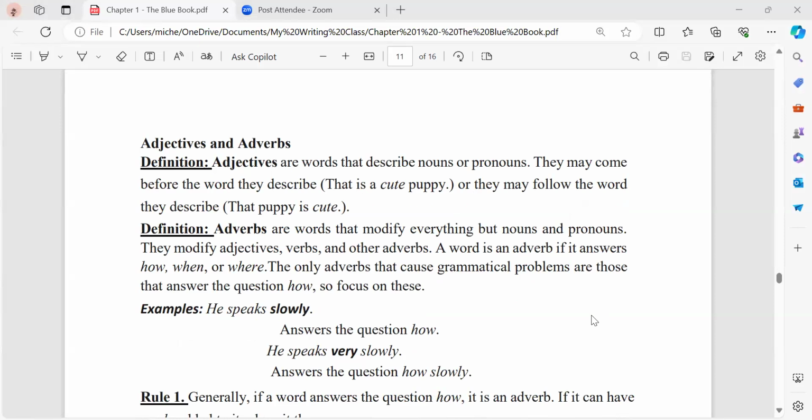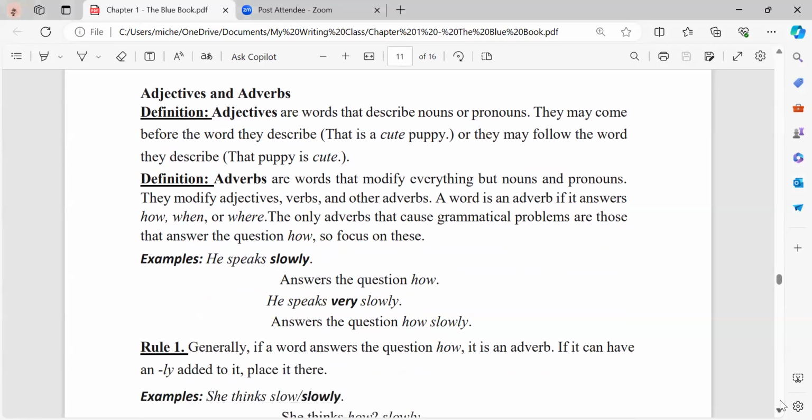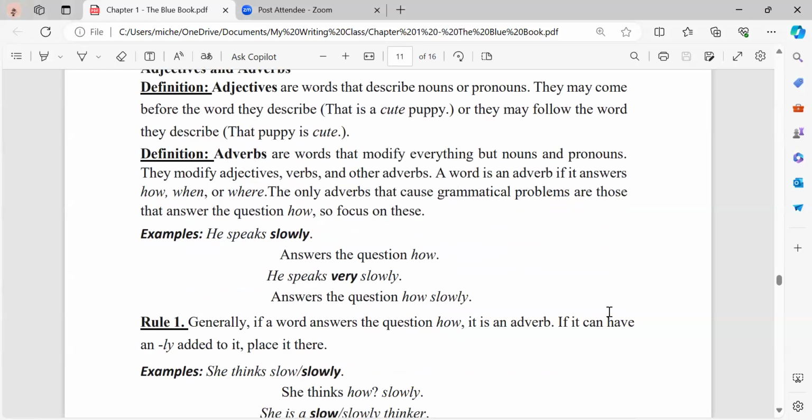So adjectives are words that describe nouns or pronouns. They may come before the word they describe, this is a cute puppy, or they may follow the word they describe, the puppy is cute. So adjectives technically means to describe something, to describe nouns or pronouns. You probably heard that, but I'm just going to use this as a review.